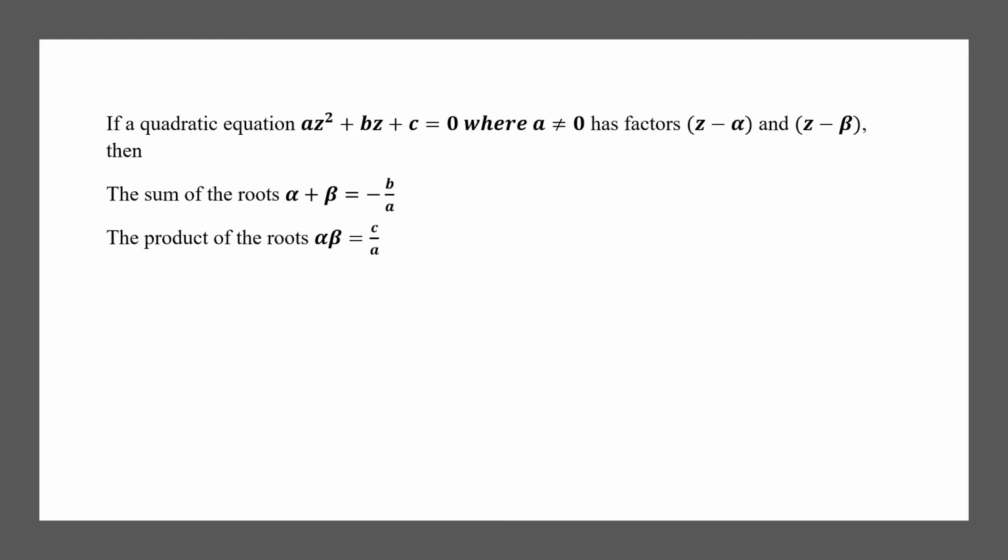First, let's look at the relationship between coefficient and roots in a quadratic equation. As you can see here, a quadratic equation is given, and the factors of the quadratic equation are z minus alpha, z minus beta, which means alpha and beta are the roots. Therefore, the sum of the roots, alpha plus beta, can be obtained by minus b by a, and the product of the roots, alpha beta, is c over a.